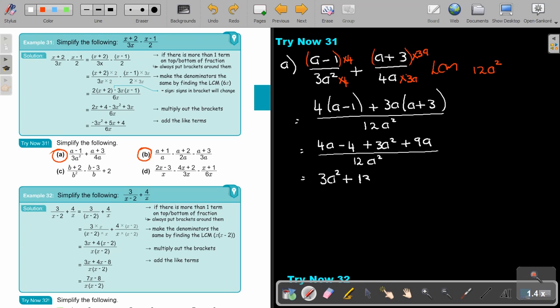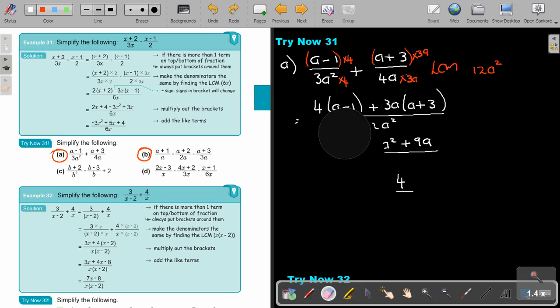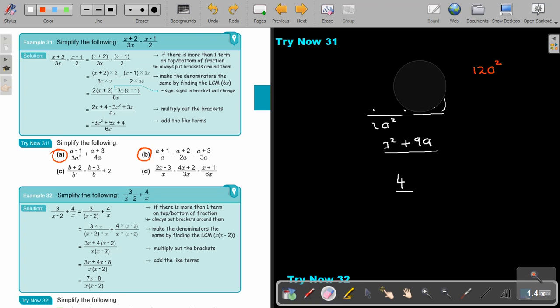So this is going to be 3a squared, and this is going to be 4 plus 9, that's 13a. That's correct. 13a minus 4 over 12a squared, and that's my final. So that's how I do number A. Let's go on and let's do number B.